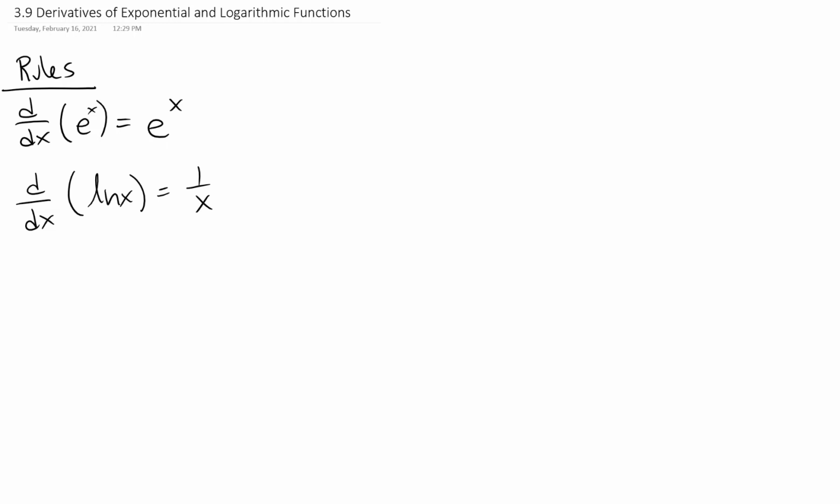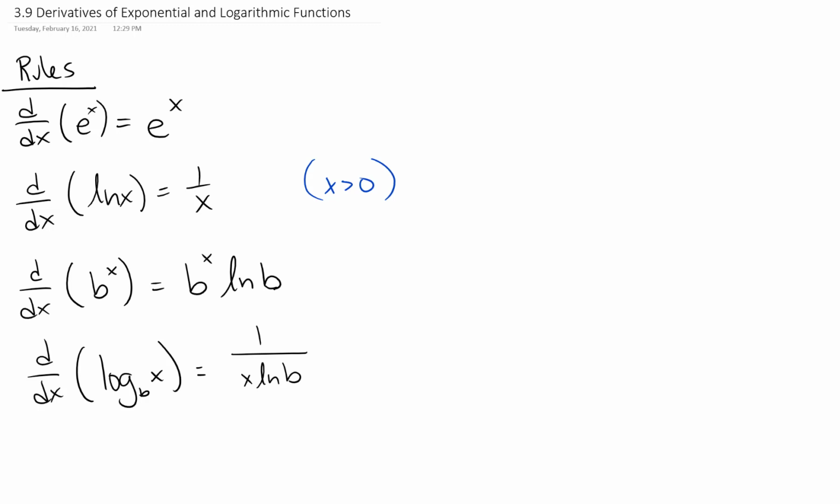If you'd like proofs for any of these rules we're going to be using today, you can look those up in your textbook. Now for this second one here, we do have to add a little note. Since the logarithmic function has some domain restrictions, we need to emphasize that x is greater than 0 here.